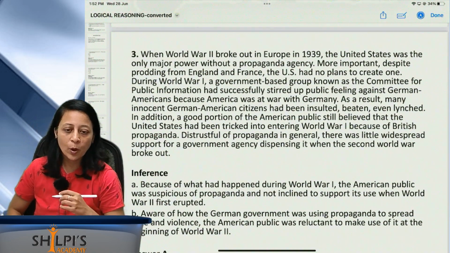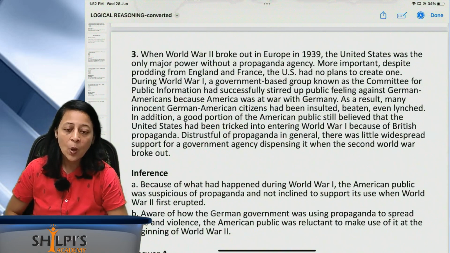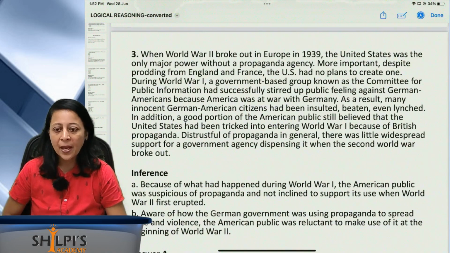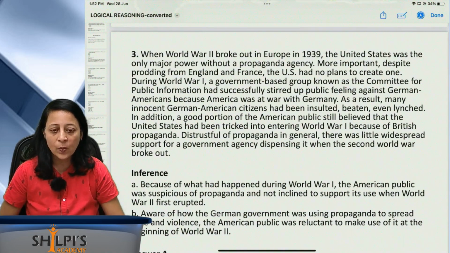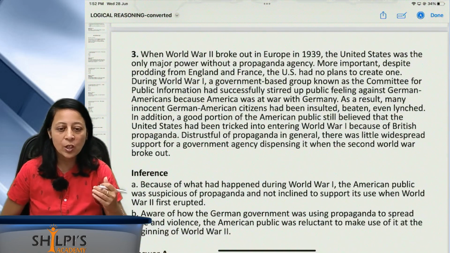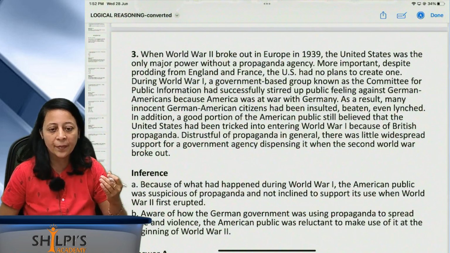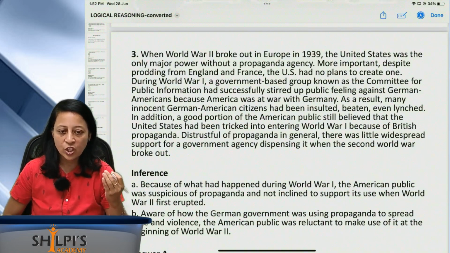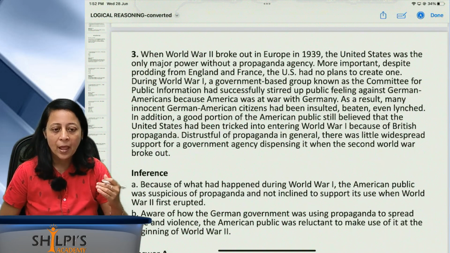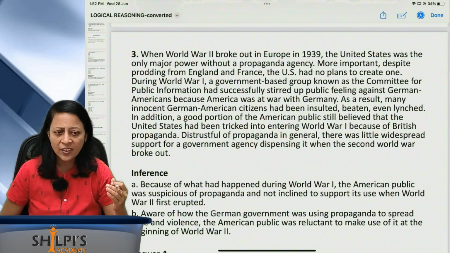When World War II broke out in Europe in 1939, the United States was the only major power without a propaganda agency. More important, despite prodding from England and France, the US had no plans to create one. During World War I, a government-based group known as the Committee for Public Information had successfully stirred up public feeling against German Americans because America was at war with Germany. As a result, many innocent German American citizens had been insulted, beaten, even lynched.